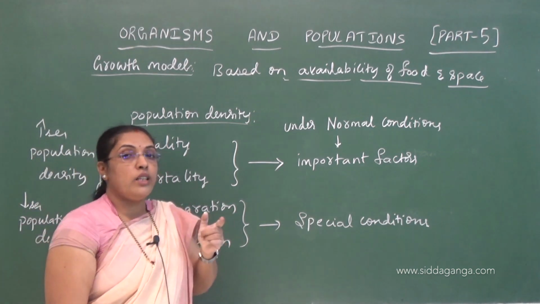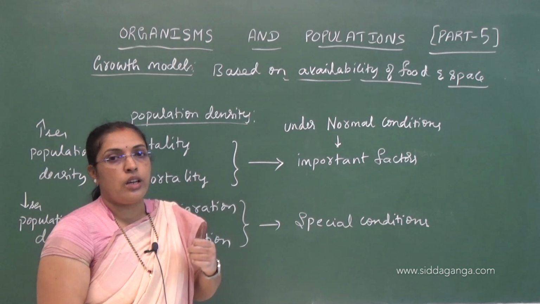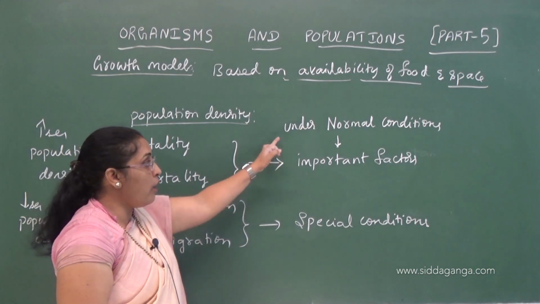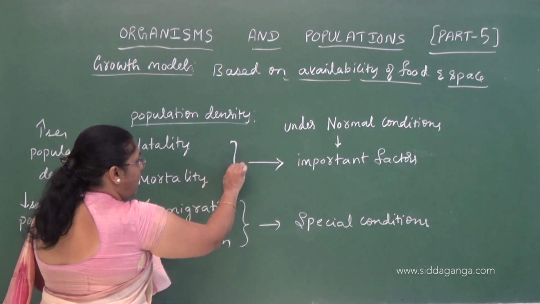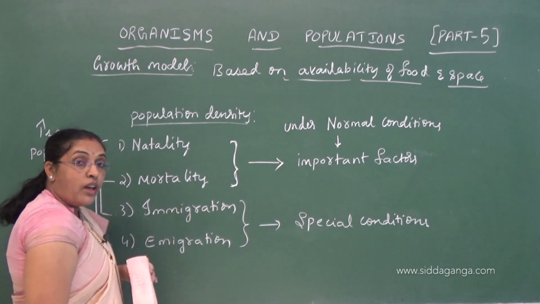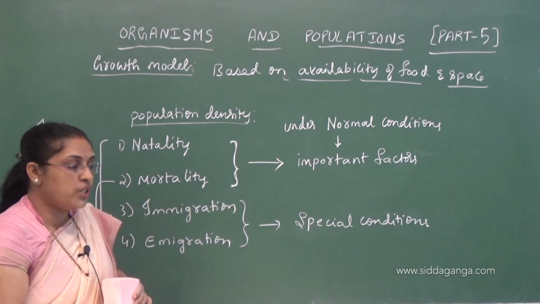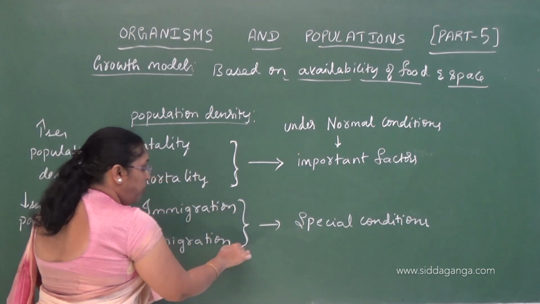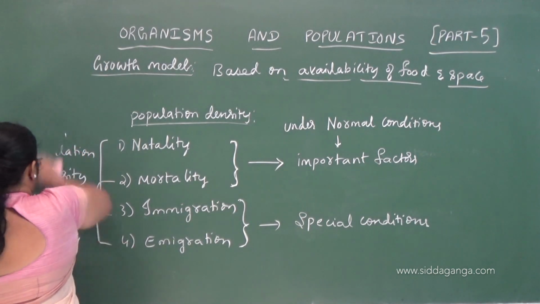And they may ask like this also: under normal conditions, which two factors influence population density? Under normal conditions we go with natality and mortality. Which two factors are considered only under special conditions? Then we go with immigration and emigration. Understood? That is about population density.